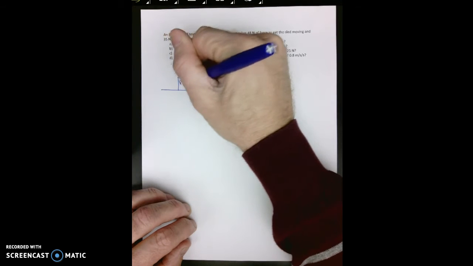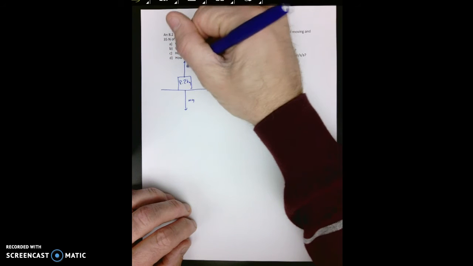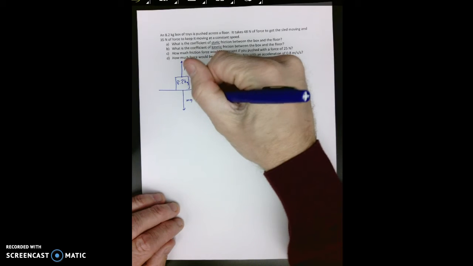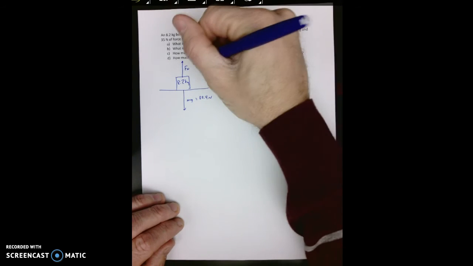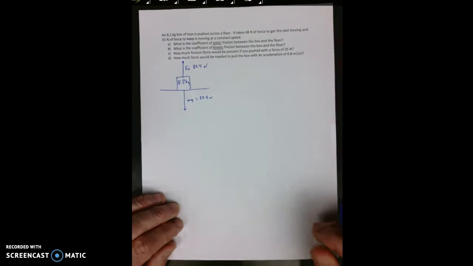Label all of these forces. 8.2 kilograms. Downward force of gravity, upward force is normal force. Those are the only two vertical forces, so I know in this case that mg is equal to normal force. And I may as well label what that value is. That's 80.4 newtons, which makes the normal force 80.4 newtons as well.